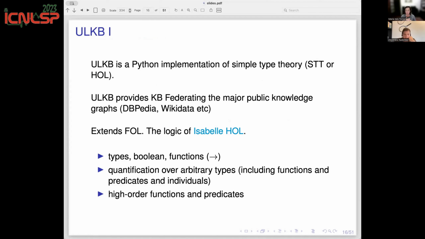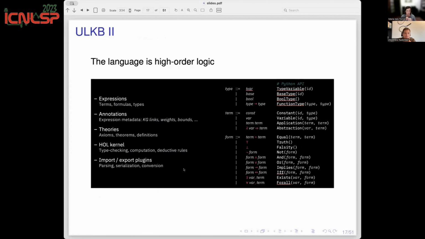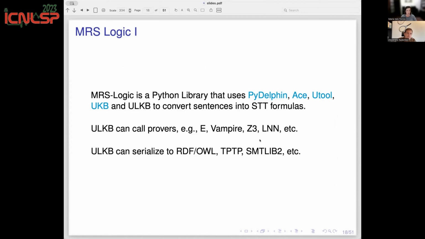As I said, it's in higher order logic, so it has types, booleans, functions, quantifying over arbitrary types, and higher order function predicates. I'm not going to detail the language of higher order logic, but it's basically the one I'm presenting here, meaning that we don't have, as in first order logic, the distinction between terms and formulas. This is the main difference for people who are more familiar with first order logic. MRS logic is the second library. The idea is that in MRS logic, you use ULKB to represent the formulas.